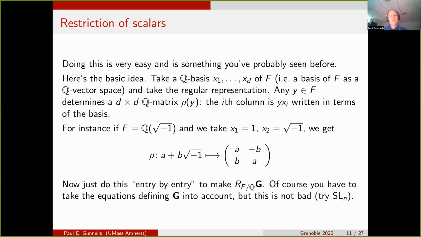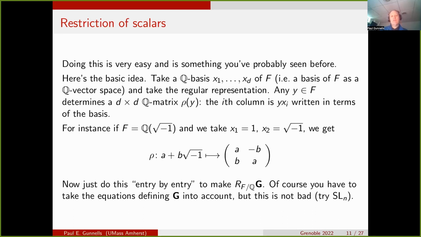So you imagine you wanted to do this just for the field itself. Take a basis x_1 up to x_d of the field as a vector space over Q. I mean, any number field is a vector space over Q. So we just take a basis. And then we can convert any element of the field into a d by d matrix over Q. Here d is the degree of F over Q, obviously.